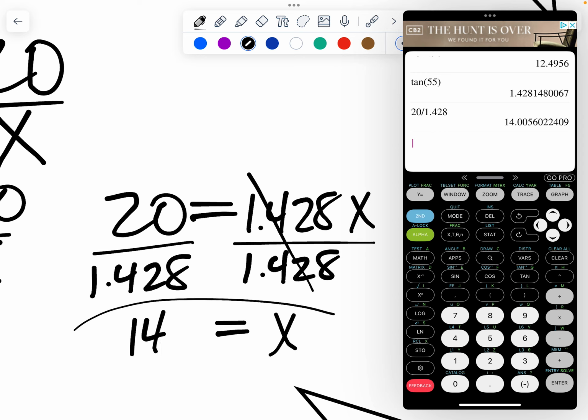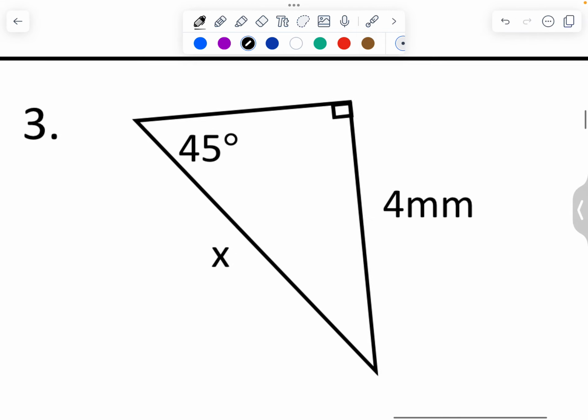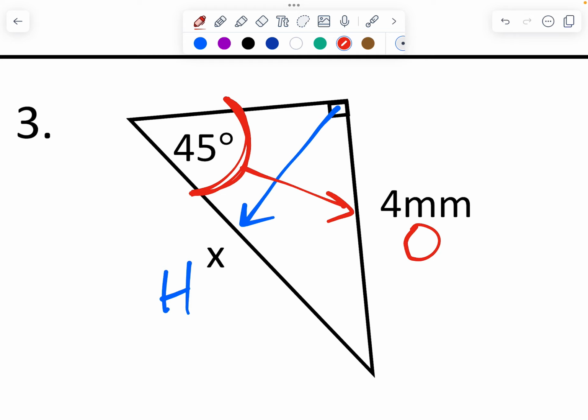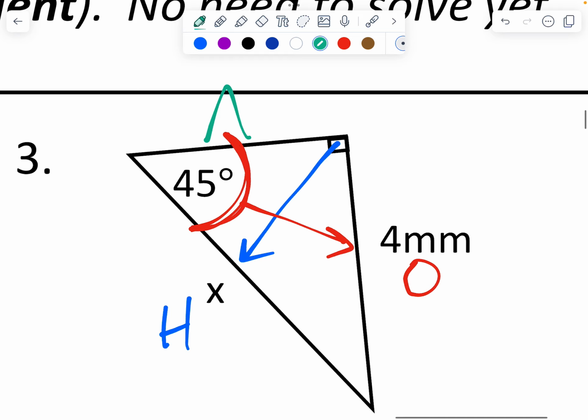14.0, I'm just going to leave it as 14. Okay? Let me do one more, and then you guys can try some on your own, okay? This side is my hypotenuse. Here is a swoop of the angle, so this side is opposite, and my other side is adjacent.